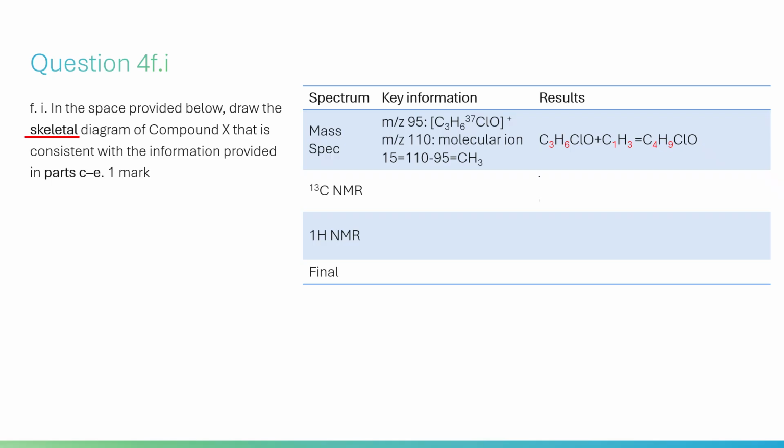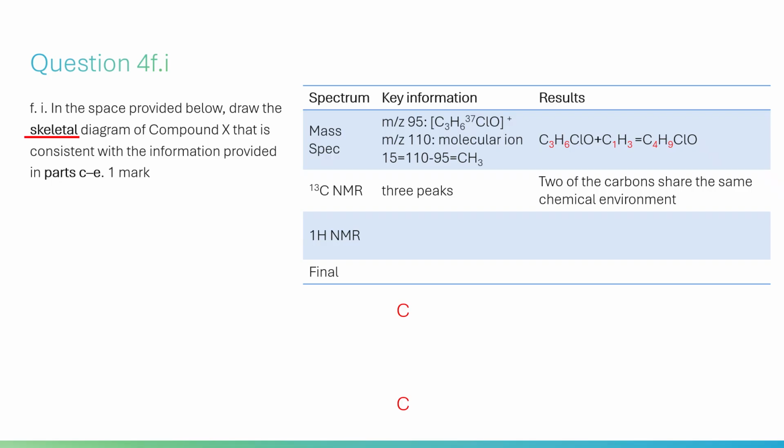Step 2, 13C NMR, the symmetry proof. Second, let's cross-reference the 13C NMR. The spectrum displays only 3 peaks, but we know we have 4 carbons in total. This mismatch is a dead giveaway for molecular symmetry. 2 of the carbons must share the exact same chemical environment.